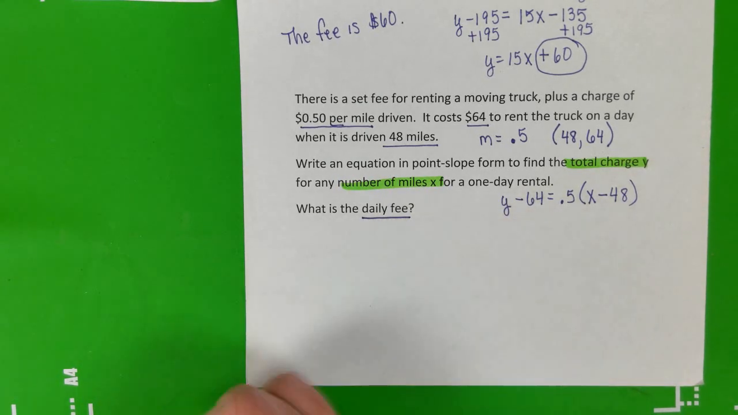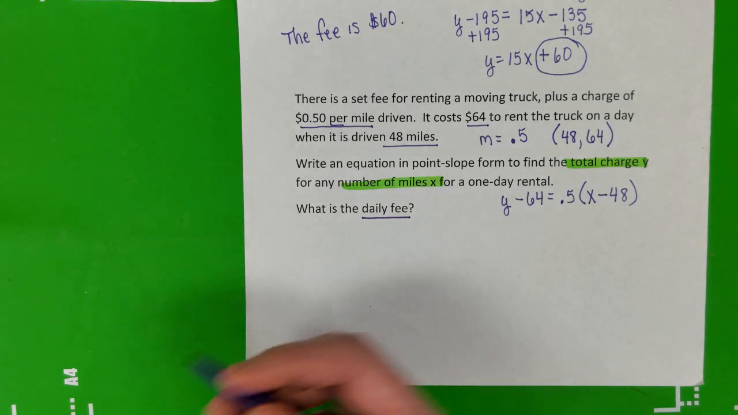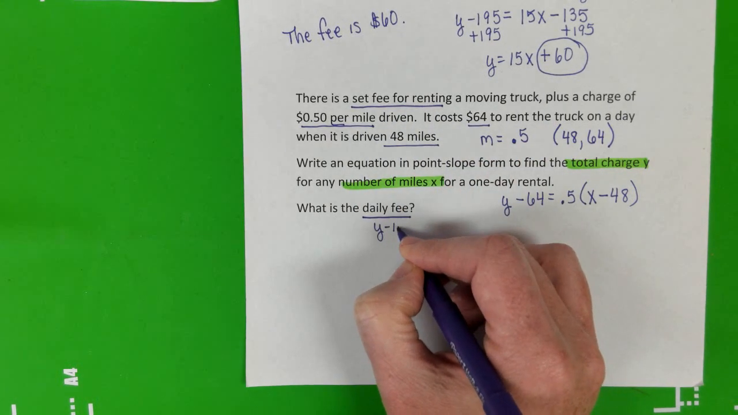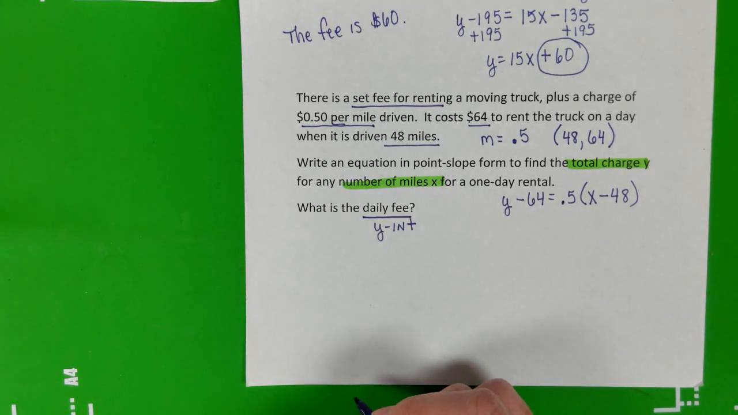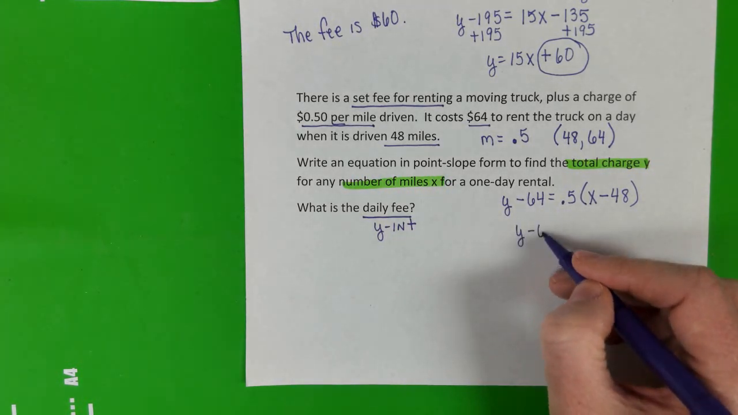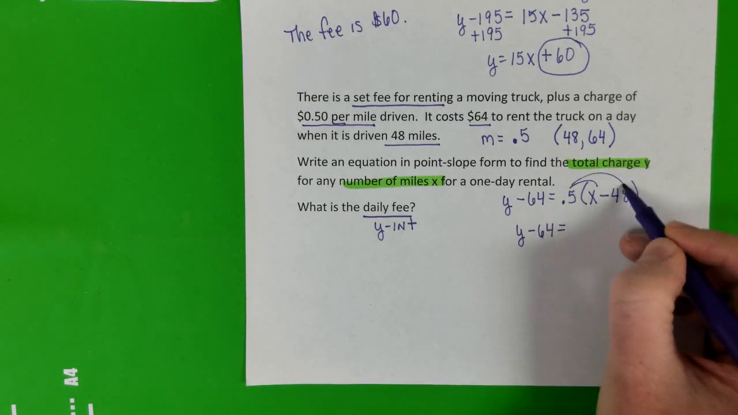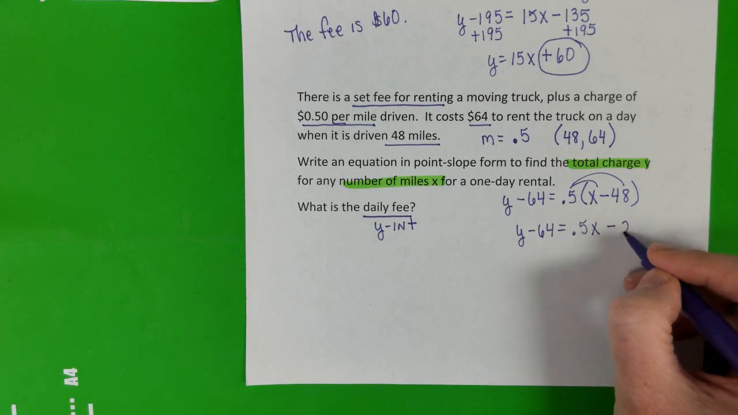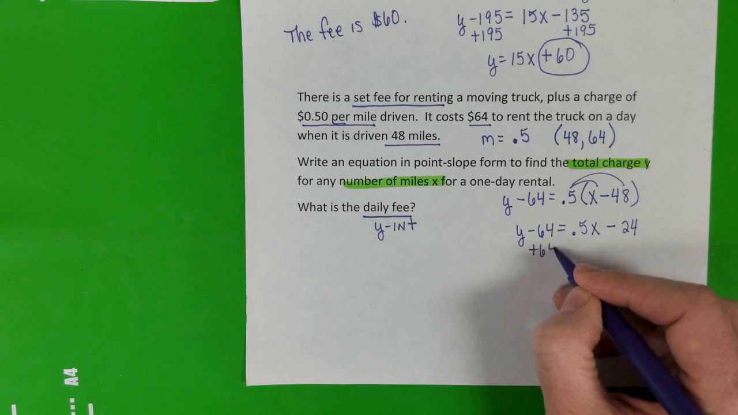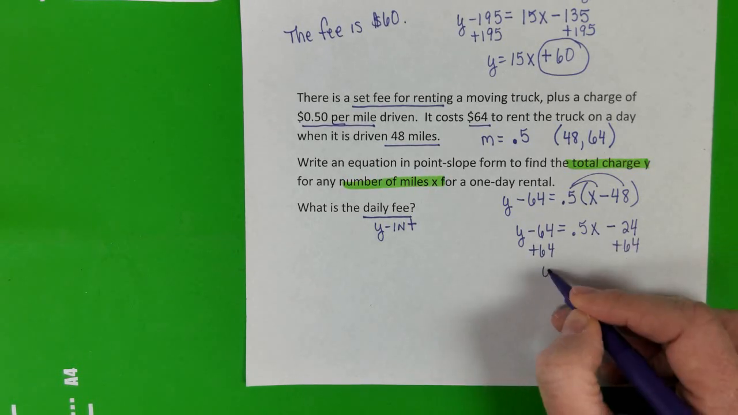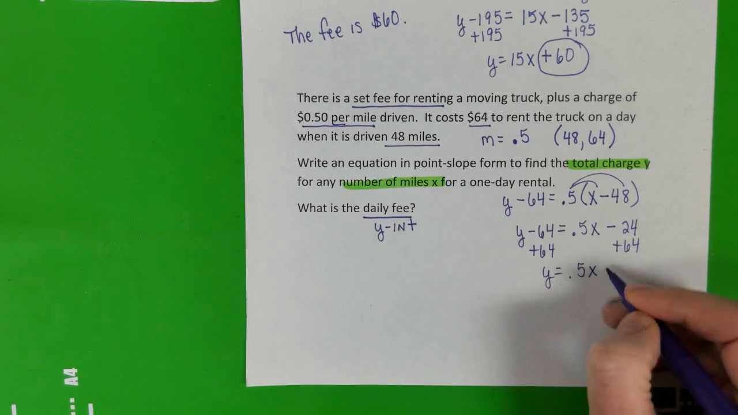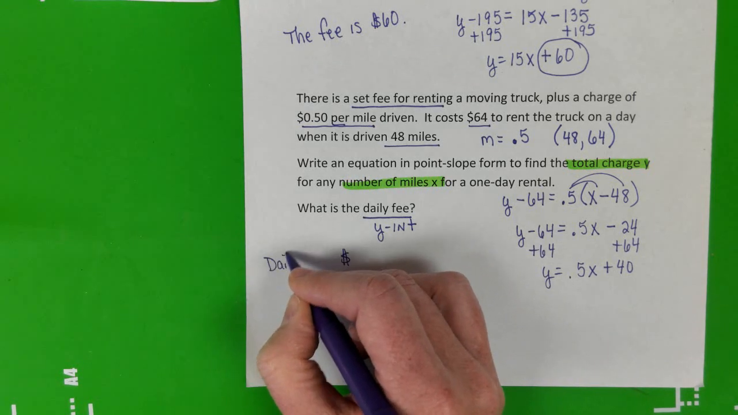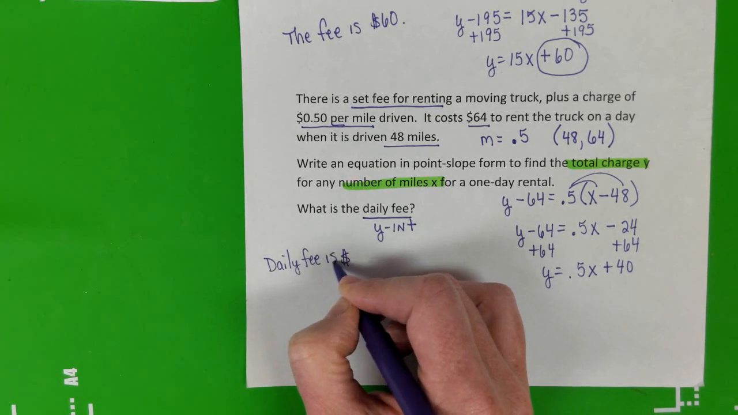Okay, it's asking for your daily fee. So your daily fee, that's that set fee. So again, we're looking for the y-intercept. So I'm going to take my equation and I'm now going to rearrange it into slope-intercept form. So that would be 0.5x minus 24. I'm going to add 64 to both sides, and that gives me 40. So the daily fee is $40.